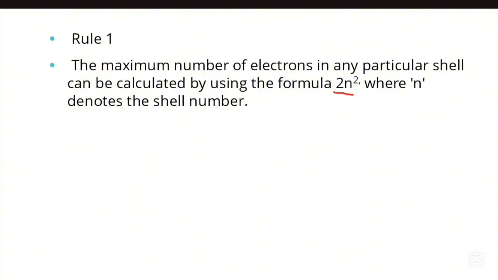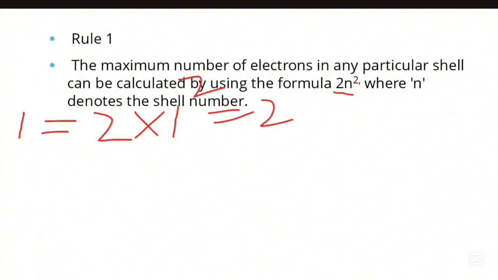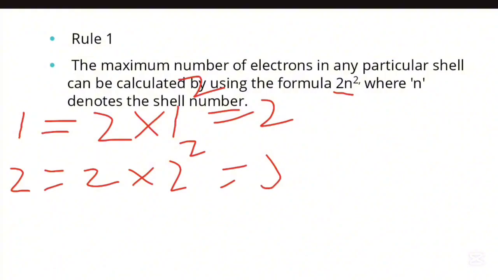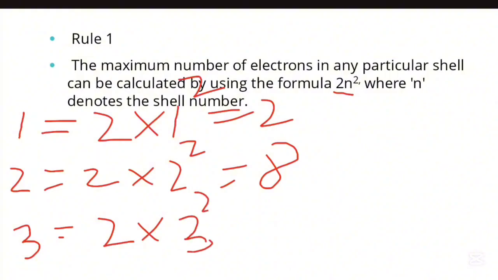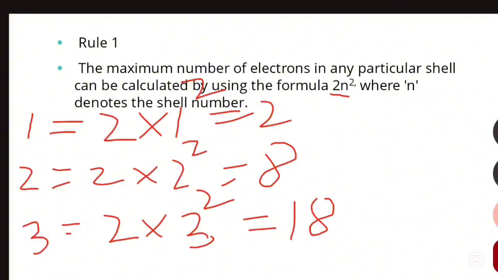For example, the carrying capacity of the first shell is 2 times 1 raised to 2, which comes to 2. For the second shell, 2 times 2 raised to 2 gives 8. So the second shell has the capacity to accommodate 8 electrons and the first shell has 2. For the third shell, 2 times 3 raised to 2 is 2 times 9, which is 18 electrons. The third shell has the capacity to accommodate 18 electrons.